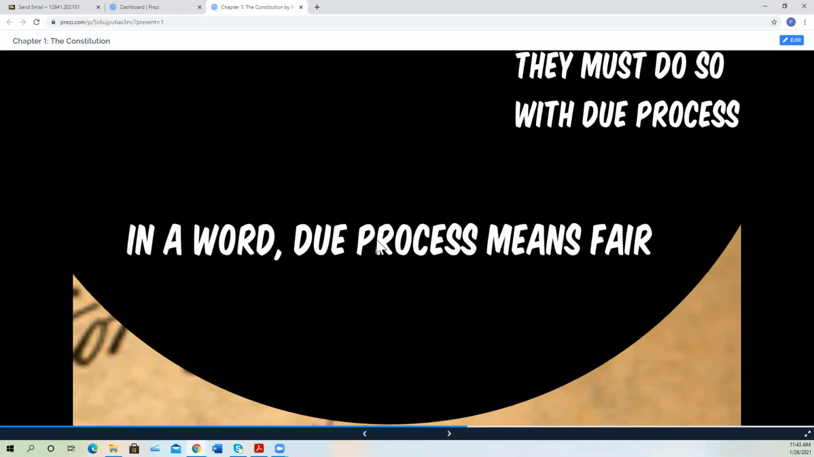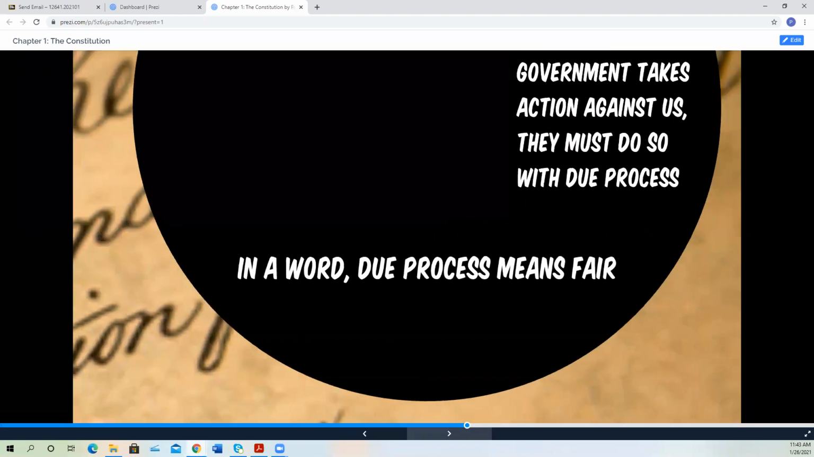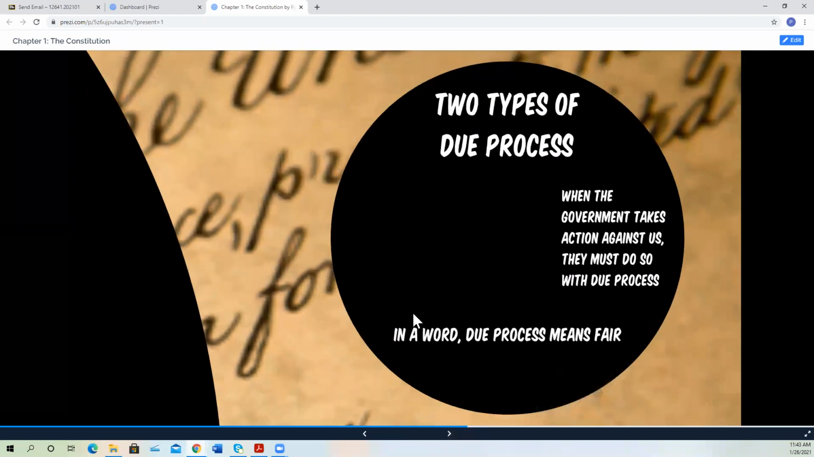So in a word, due process means fair. What is due process all about? It's about fairness. It's about when the government is taking action against us, that they do so in a fair way. If it's not fair, then they violated due process, and it's a violation of our constitutional rights.